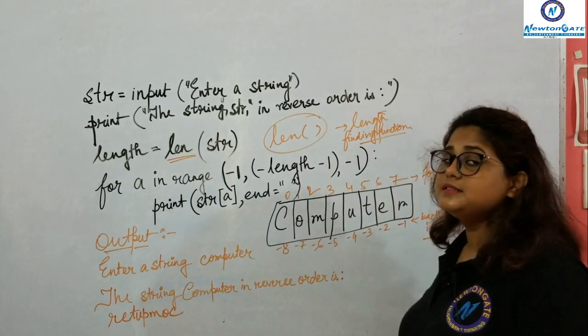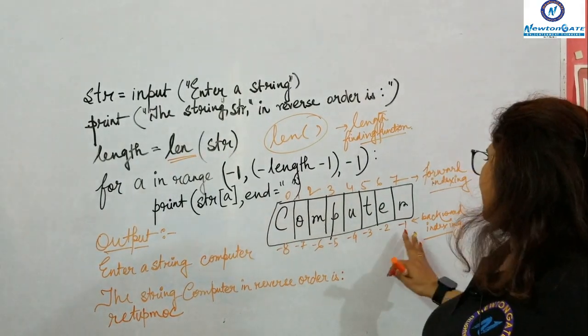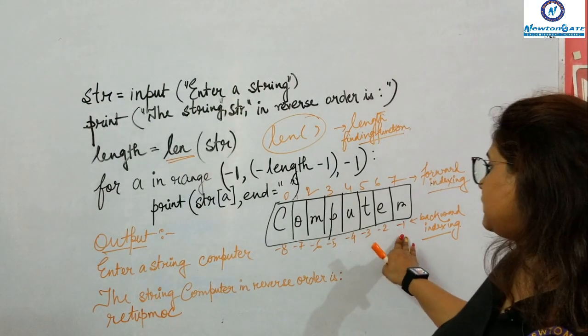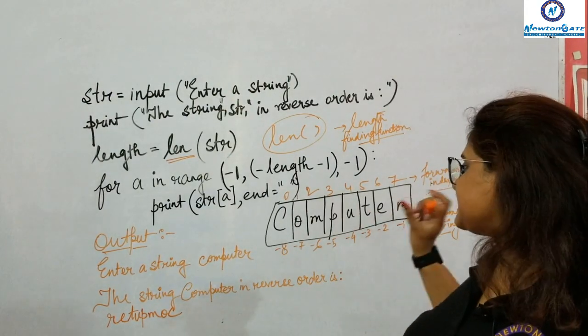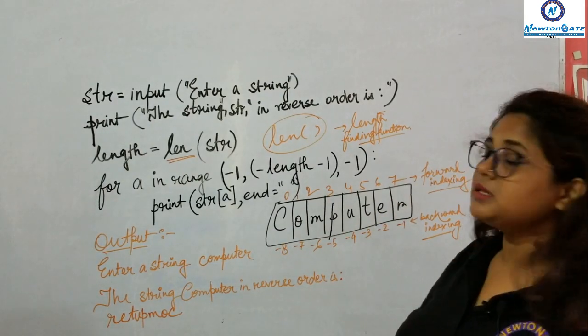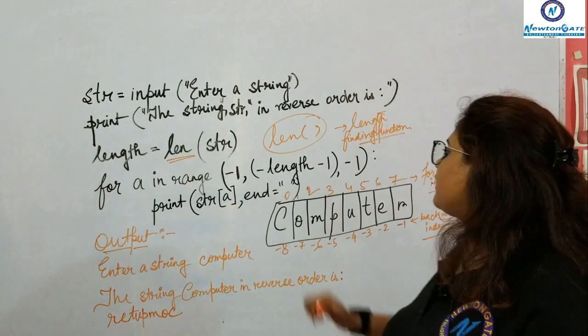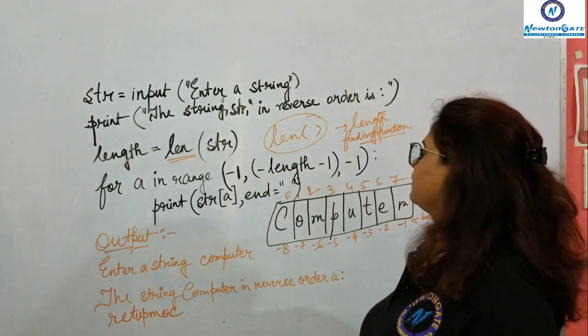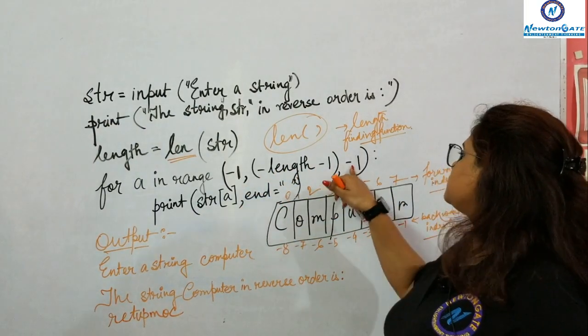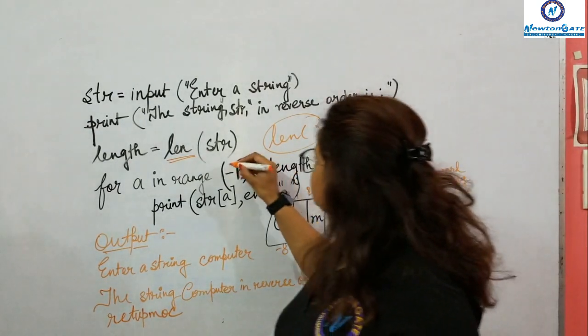Here 0 cannot be negative, so at the end we are starting from -1 and it's going up to minus length. Because it's length -1, what we are writing here is -1 and then minus of length. Okay, and then here it's -1. This is my start value.